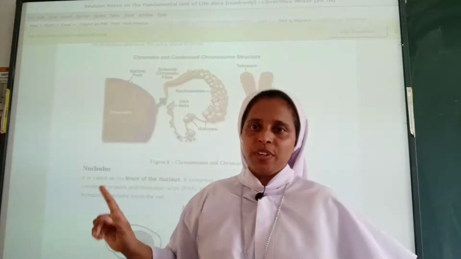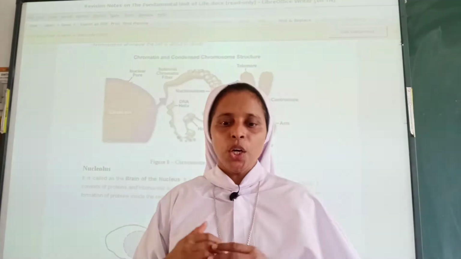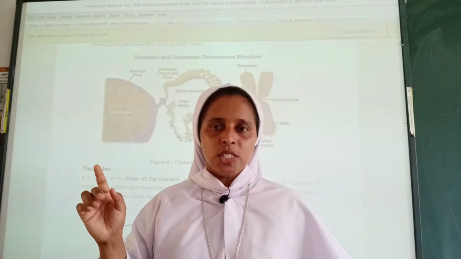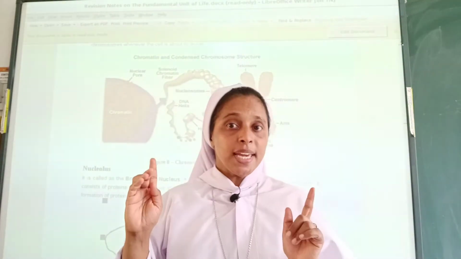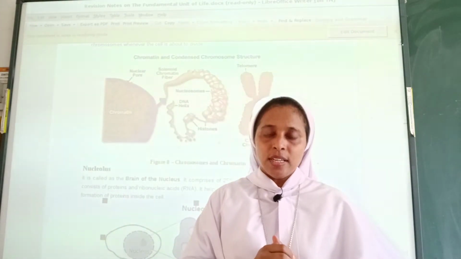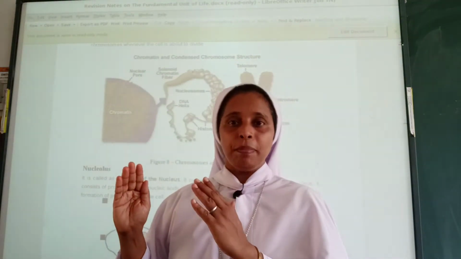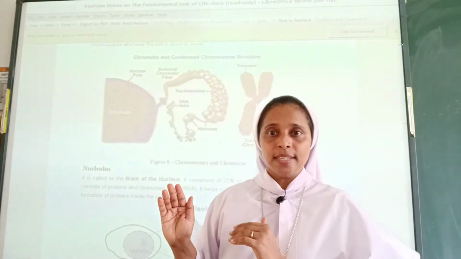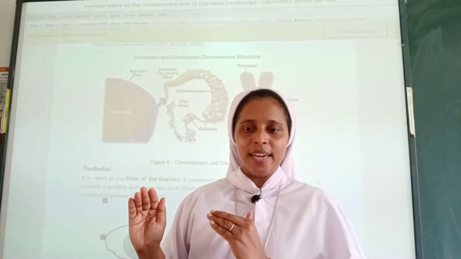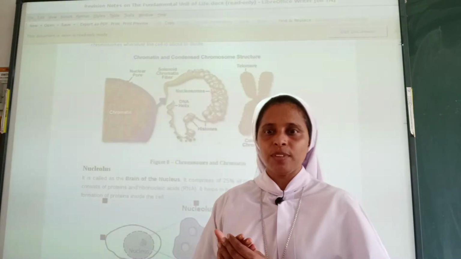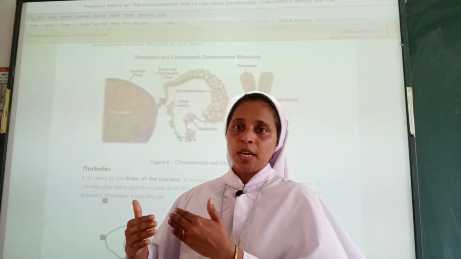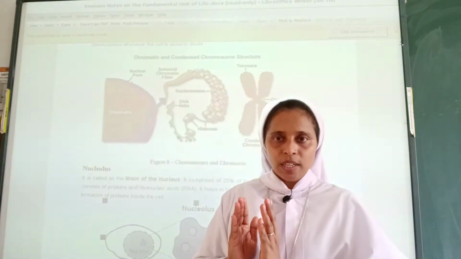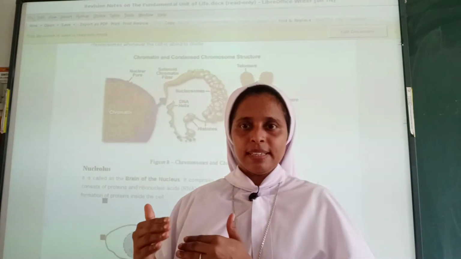The next thing that we are going to learn in the nucleus is the nucleolus. We can call the nucleolus the brain of the nucleus. It almost comprises 25% of the nucleus, and it consists of proteins and RNA. What is RNA? Ribonucleic acid. What does it help for? The formation of ribosomes, which help in protein synthesis.